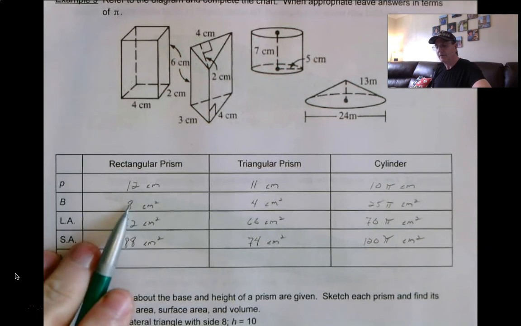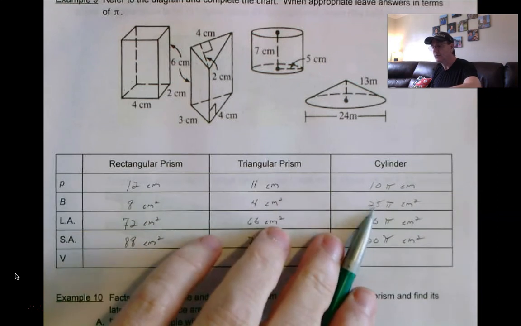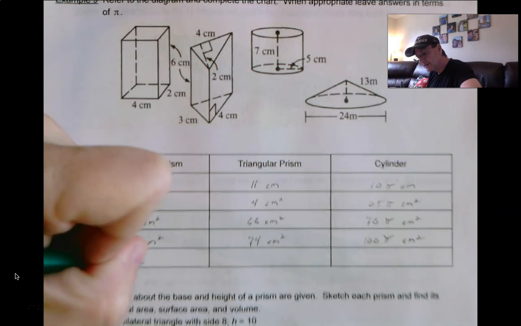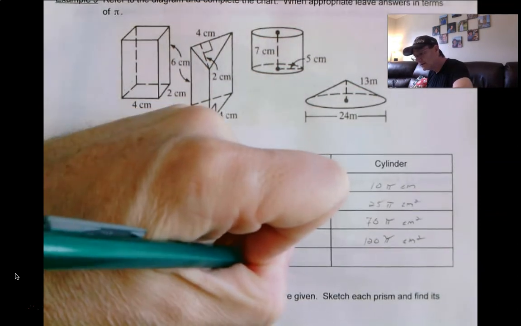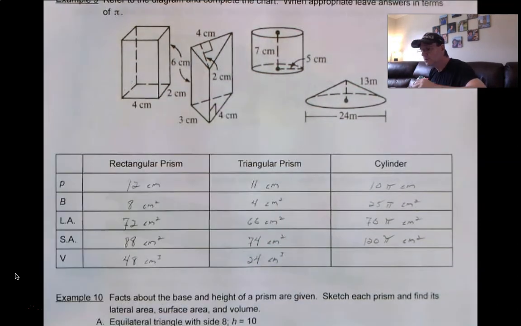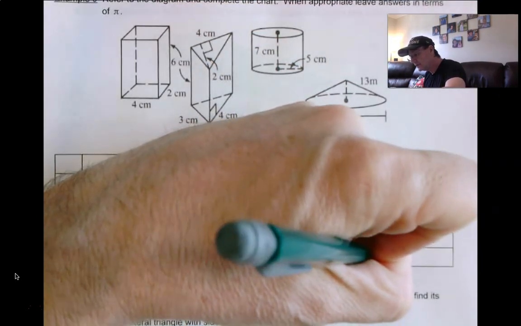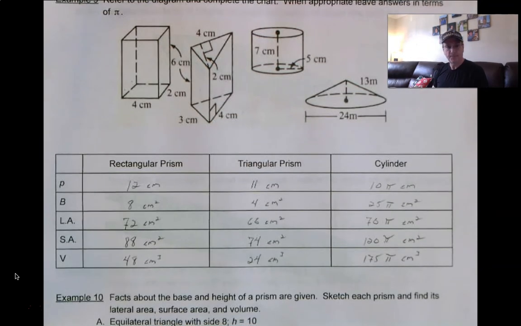Volume, area of the base times the height. So 8 times 6, 48 centimeters cubed. 4 times 6, 24 centimeters cubed. 7 times 25, 175 pi centimeters cubed. Okay.